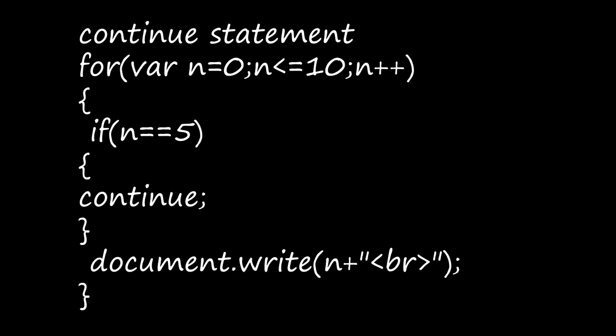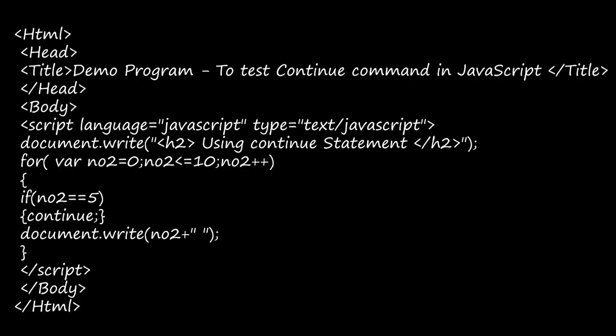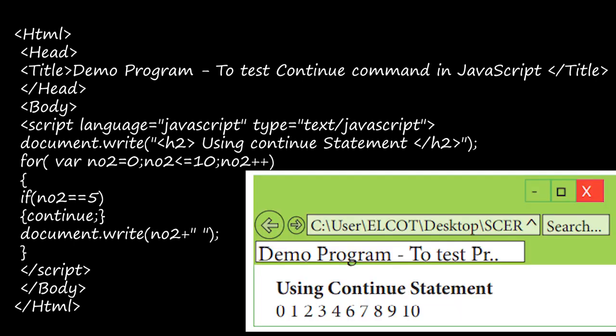Here, if you see, NO2 is equal to 5 and continue is there, right? So since continue is there, this NO2 5 will not be displayed. On the output side you can see 0, 1, 2, 3, 4 and then 6, 7, 8, 9, 10. Right, the for loop interval is the same as we saw in the break statement only.